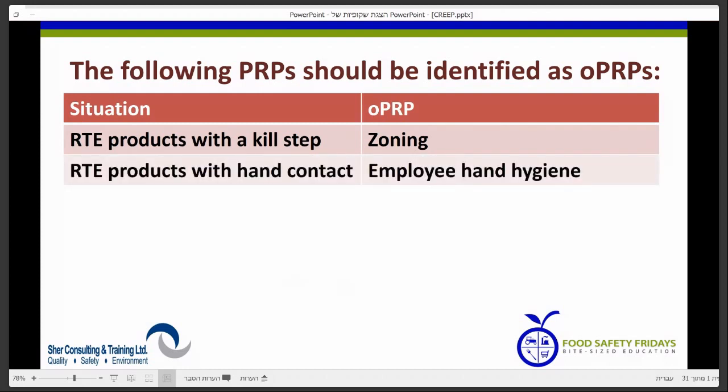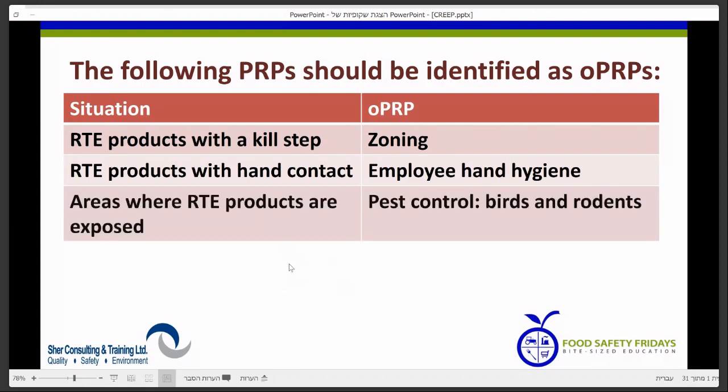Ready-to-eat products with hand contact. In those cases, employee hand hygiene must be an OPRP, and depending on the situation, it could be hand washing and sanitizing. It could be the use of gloves. It should be a combination. We do recommend planning ahead in our process so that hand contact with ready-to-eat products is not needed, using tools, using other ways of not having to handle ready-to-eat food. But there are cases where it is inevitable, and in those cases, employee hand hygiene must be an OPRP.